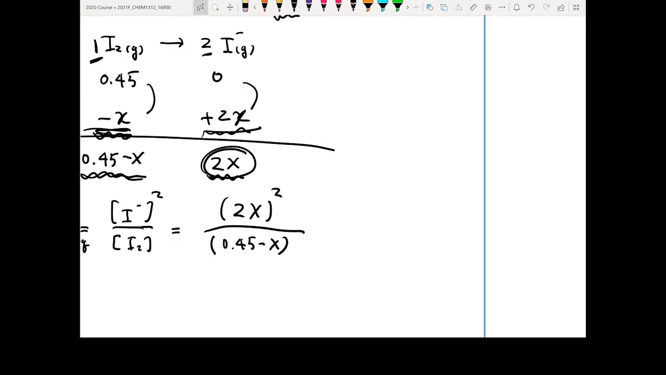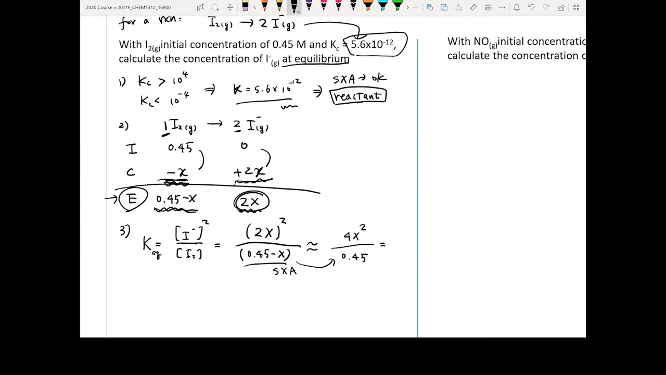Okay. So here is where you're going to apply the small x approximation. Because your x is going to be very, very small, if you write out 0.45 minus x, you will be very, very close to 0.45. So you can make that assumption and make the calculation a lot simpler. The top will equal just 4x squared. And then the Kc is going to equal 5.6 times 10 to the negative 12.